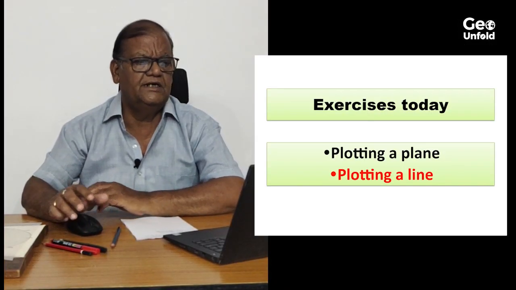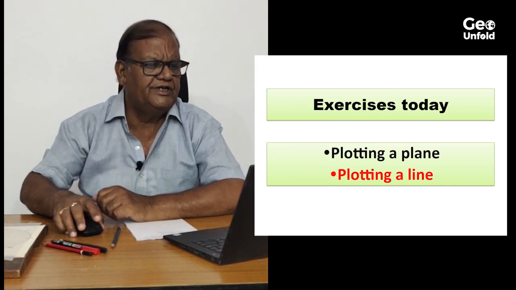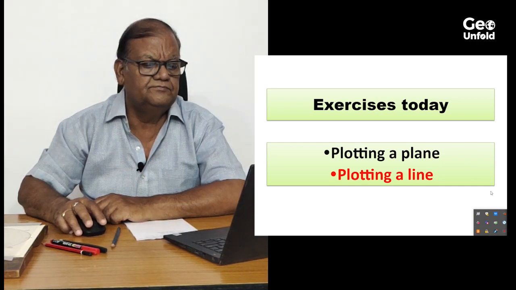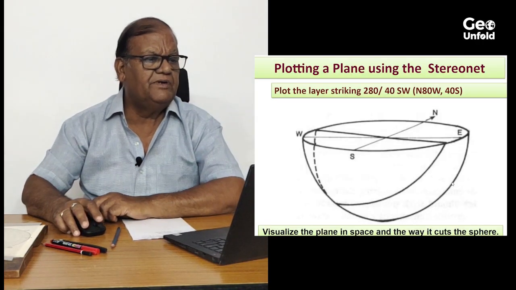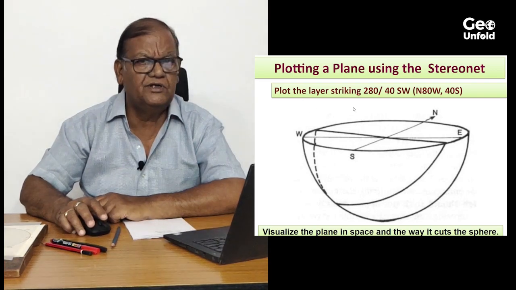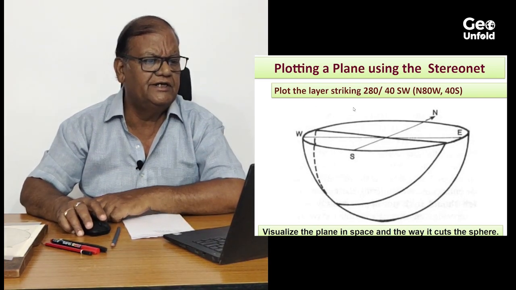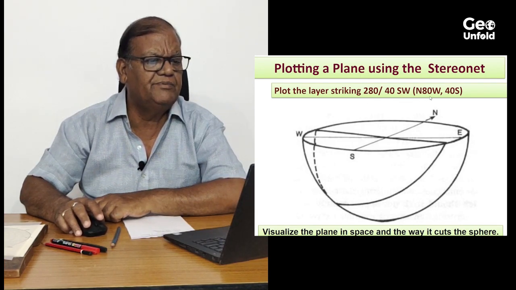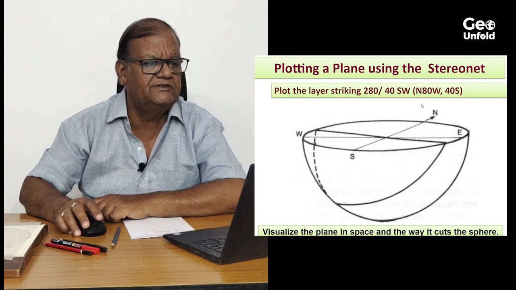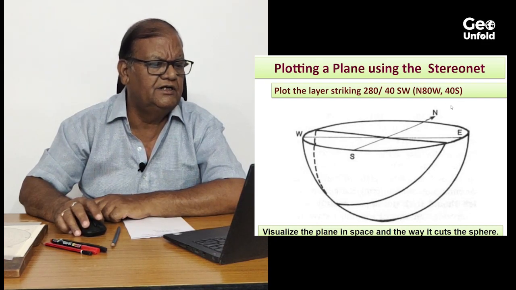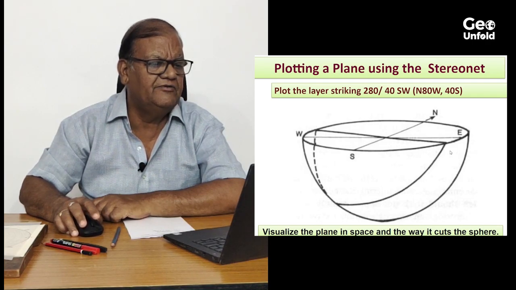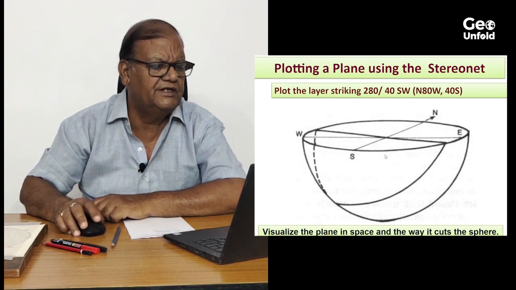So friends, in today's exercise we are going to plot a plane and plot a line. If you want to plot a plane which is striking 280 degrees and dipping 40 degrees towards southwest, we can also write it in quadrant bearing as north 80 degrees west, 40 degrees southerly. If we see it in the hemisphere, this is the plane which is inclined towards the south, striking about 280 degrees.